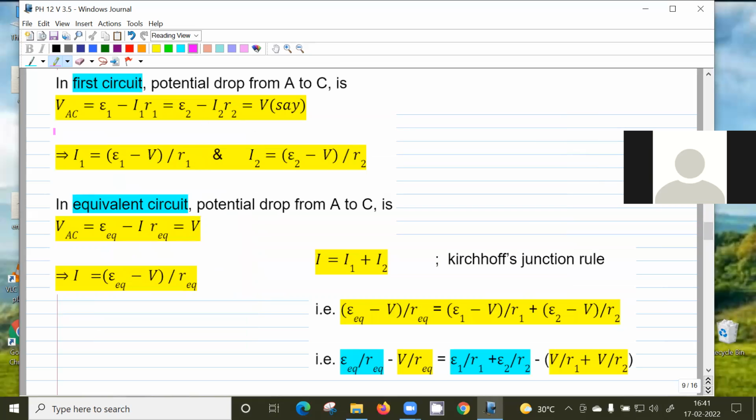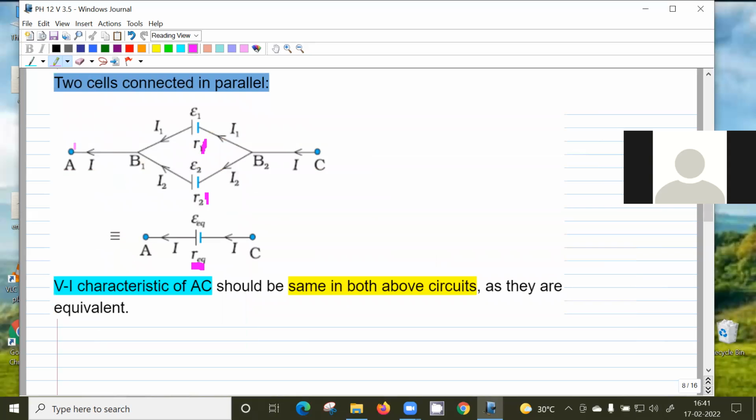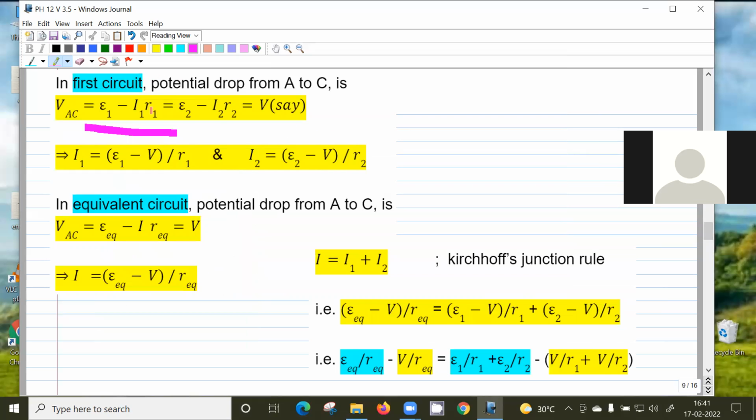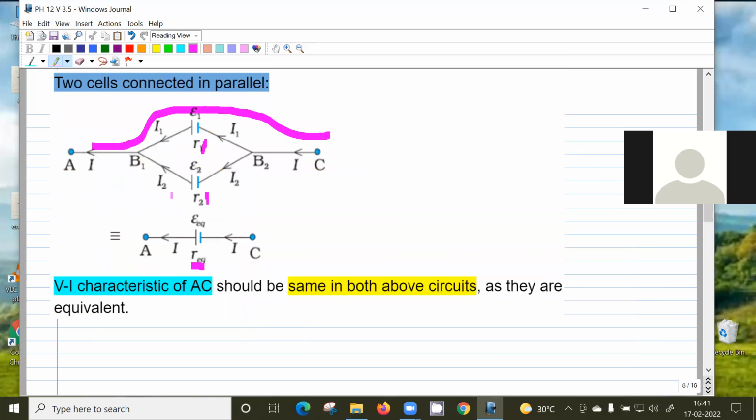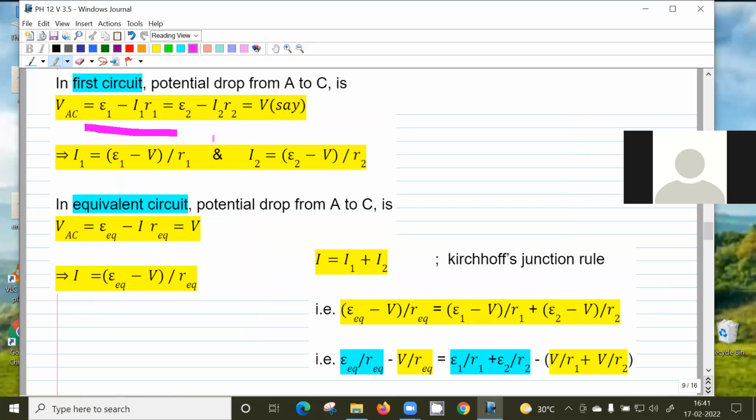So in the first circuit, you have the drop from E to C. That is this one, in this first branch. So the drop from E to C along this branch is E1 minus I1 R1. Along this lower branch, it's E2 minus I2 R2. So from this, I can get I1 as this one, and I2 as this one. Is it clear?